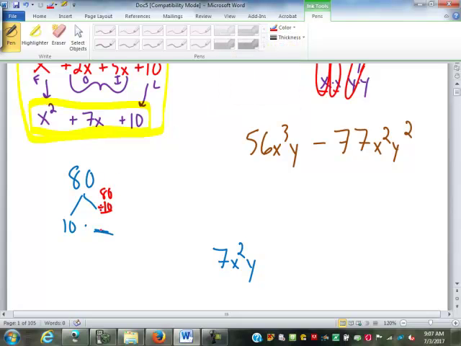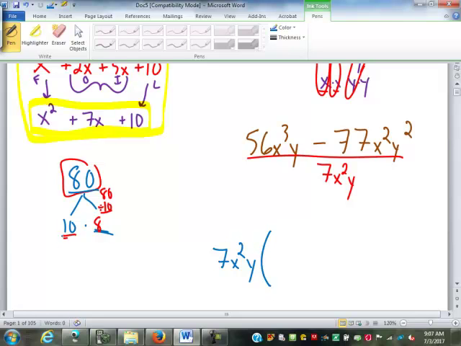Yeah, 80 divided by 10 left me with 8, right? I divided that original number by that factor I was taking out. I'm going to do the exact same thing over here. I'm going to divide that by the factor I'm taking out. 7x squared y is my factor that I'm dividing out of it, and I want to see what's left over.